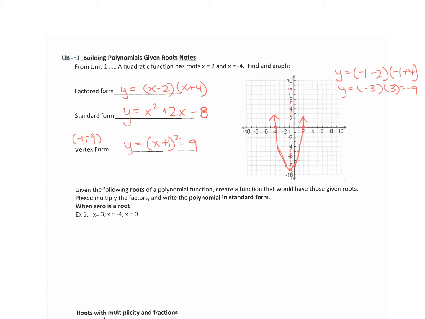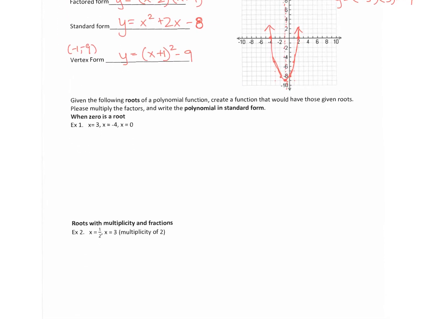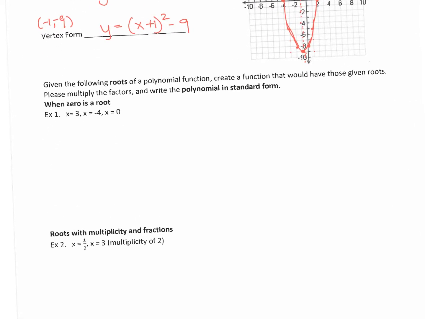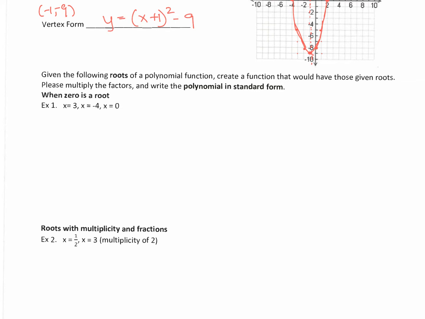So let's move on and take a look at the first example for our polynomials. This says, given the following roots, and you'll notice there's 3 there, of a polynomial function, create a function that would have those given roots. Please multiply the factors and write it in standard form. So looking at these roots, I can figure out my factors. So I'm going to use p of x for polynomial, but you could use f of x here. You could really use y.